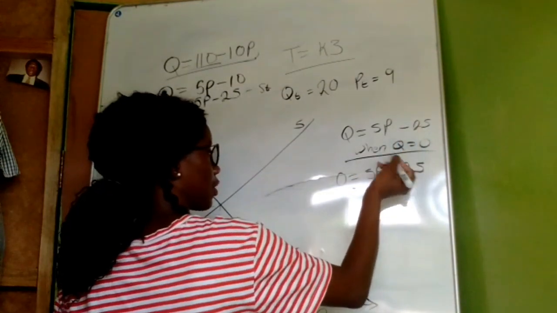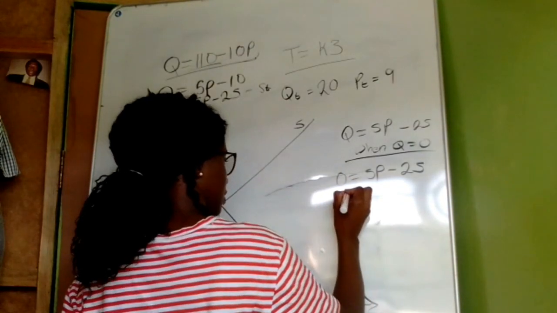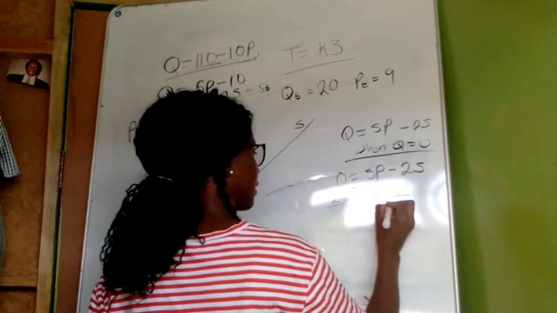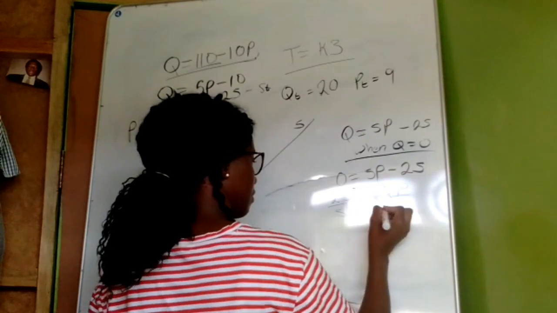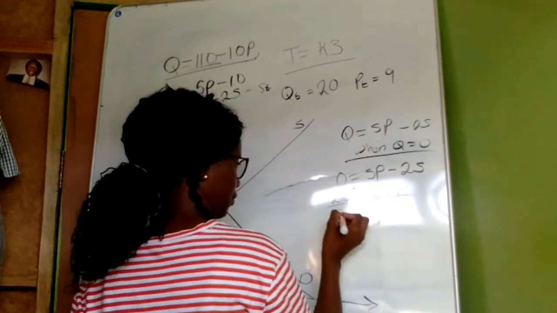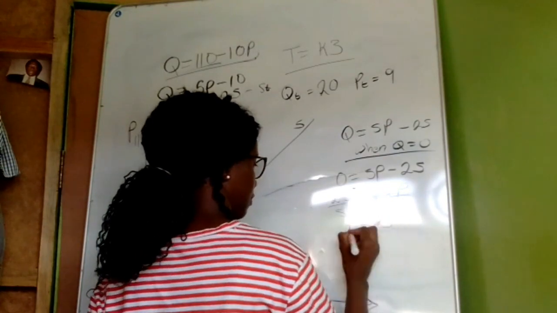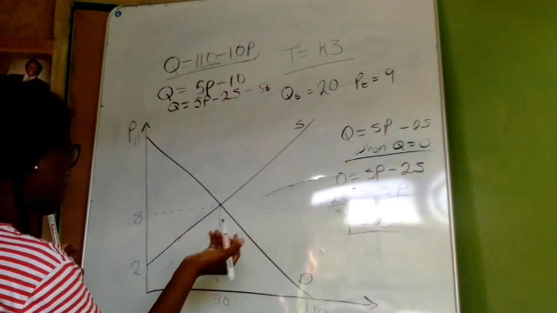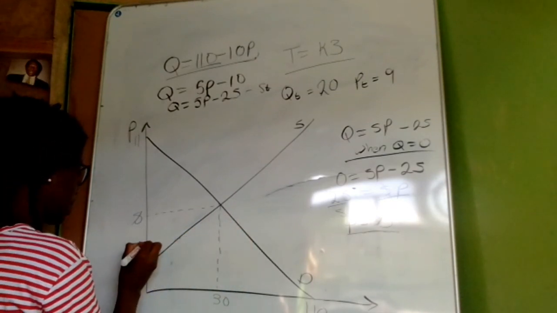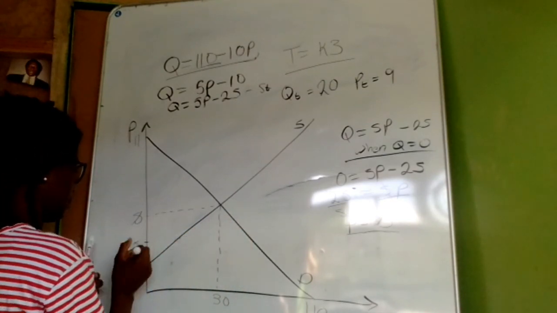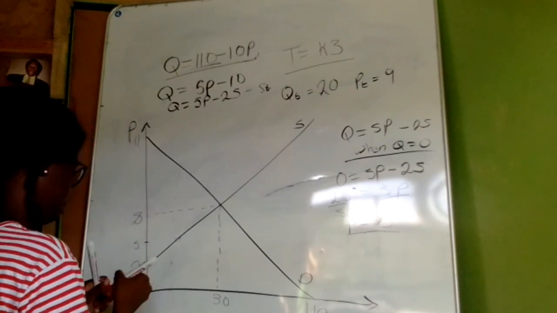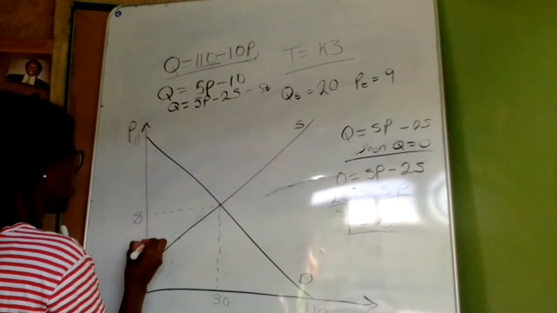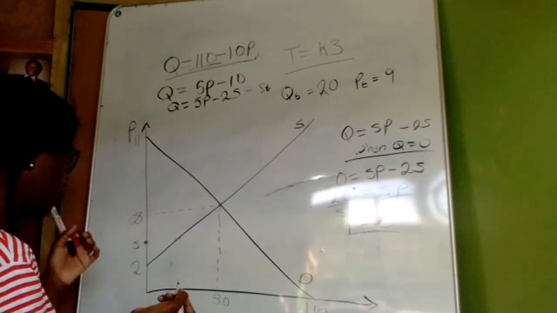So the 25 can go the other side. So it will be positive 25 is equal to 5P. So we divide both sides by 5. P is equal to 25 over 5, that's just 5. So a point at which the price is 5, that's approximately, let's say here, so 5. Let me use a red marker. So that's 5. So this is the point where the new supply equation will start from.